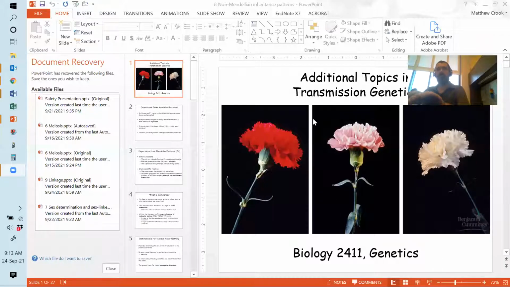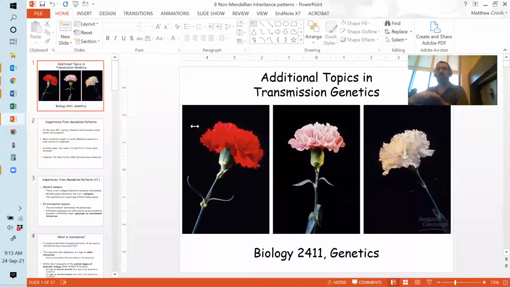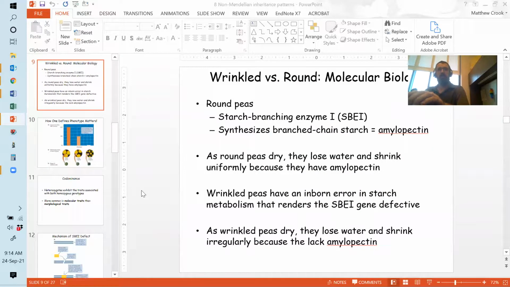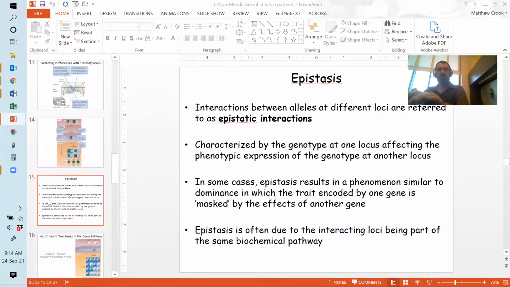Okay, so a few more things to wrap up from the incomplete, non-Mendelian. Sorry, my brain is fried this week. I don't know what's going on. Go away. There we go. Back. Get out of it. One day I will get a computer monitor. Where are we at? Down there somewhere.